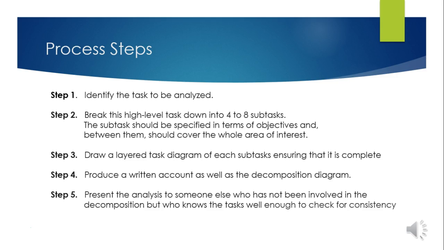So task analysis starts, as you might imagine, by identifying a single task to analyze. If you have multiple tasks that are to be analyzed, you first want to just pick one and do a complete deep dive into that task. Once you have selected your task, you're then going to break it into its subtasks. The ideal number you're looking for is between 4 to 8.